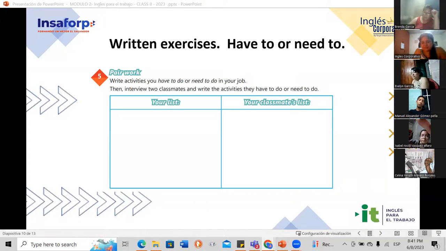Las de Brenda. Brenda, I had to clean the machine. Brenda. Matching. Okay, Brenda is she, okay? She has to clean the machine. Brenda, she has to clean the machine. The machine in the work. Mm-hmm. I have to fill out my daily report. She has to. Brenda, she has to fill out her daily report. Acuérdese que estamos hablando de ella, ¿ok?